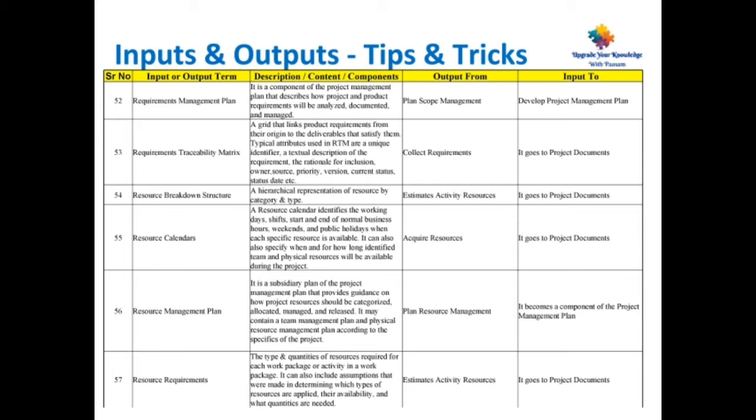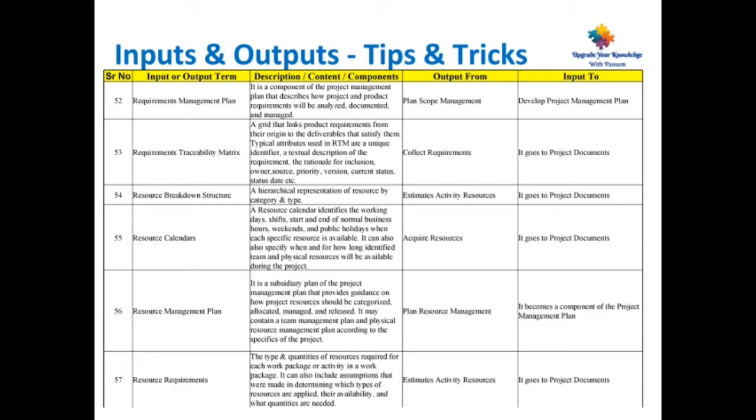Coming to point number 56, resource management plan. It is a subsidiary plan of the project management plan that provides guidance on how project resources should be categorized, allocated, managed and released. It may contain a team management plan and physical resource management plan according to the specifics of the project. This is the output from plan resource management and it becomes a component of the project management plan.